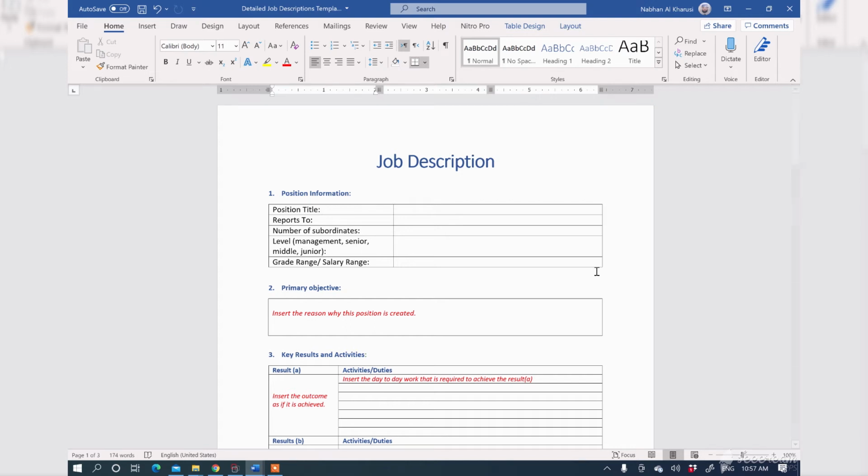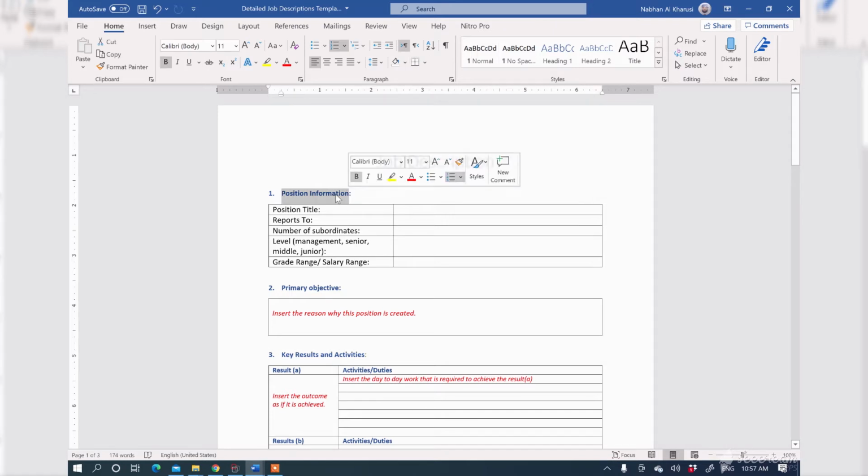So this is a job description template, and of course it can be short, it can be detailed. This one is a very detailed one. Basically it has 9 elements. It does not only help you with defining the job, but also in selecting the candidates, and also actually managing the performance of the candidate, because managing performance is all about managing expectations.